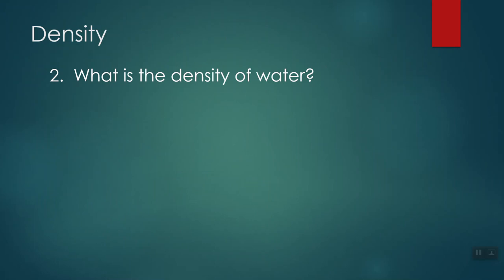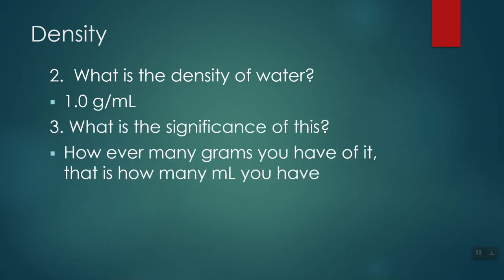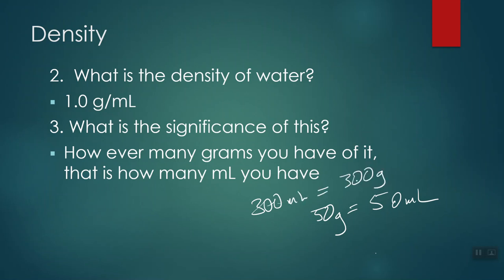So, what is the density of water? And this is very important. It is 1 gram per milliliter. What is the significance of this? Well, however many grams you have, that is how many milliliters you have. So if you have 50 grams of it, guess what? You have 50 milliliters. If you have 300 milliliters, you have 300 grams.